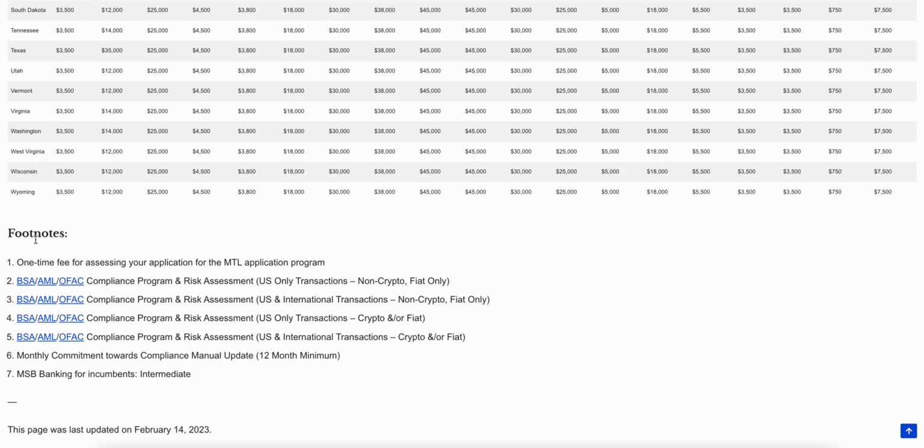And when we talked about compliance A and B and C, this is compliance program and risk assessment, US only transactions, non-crypto, fiat only. US and international transactions, non-crypto, fiat only. And why do we have them differently? We have them differently because obviously there's a lot of information that needs to be looked at.